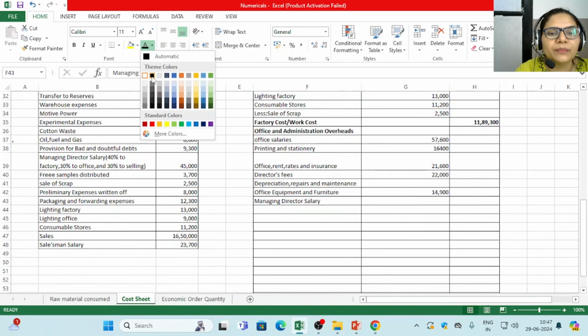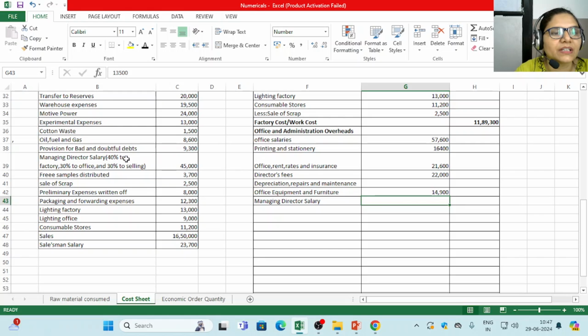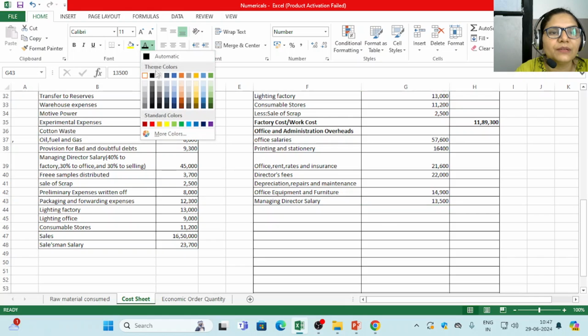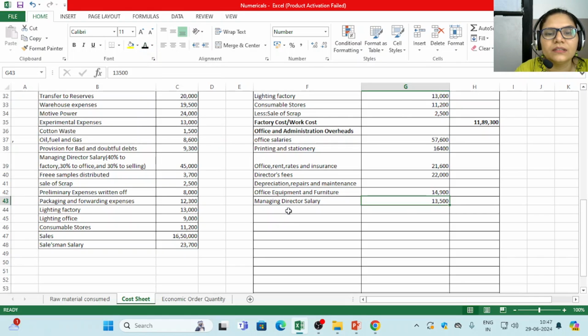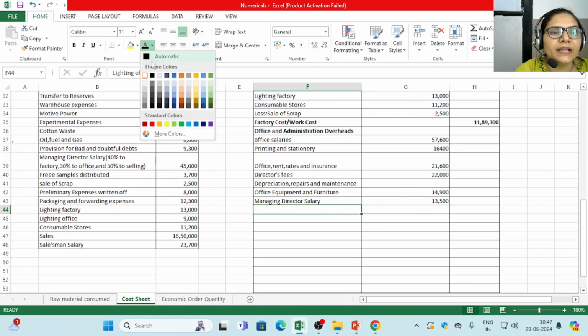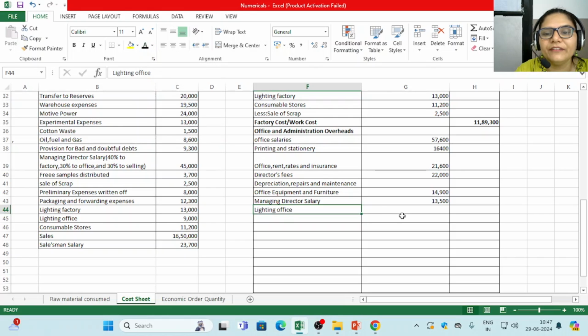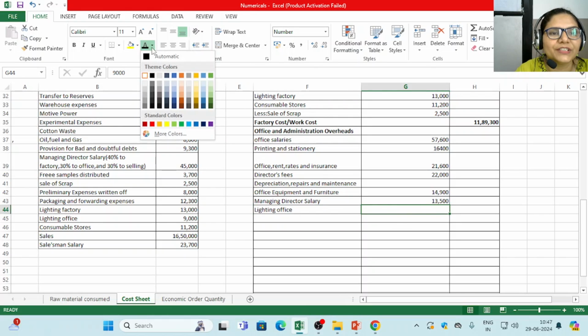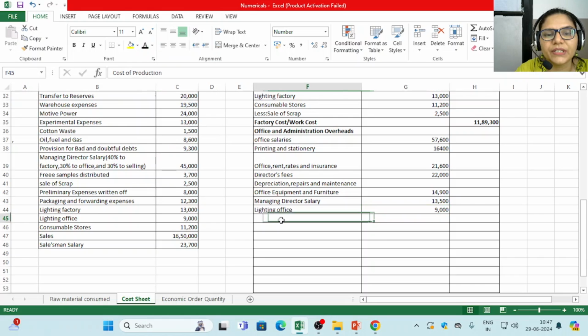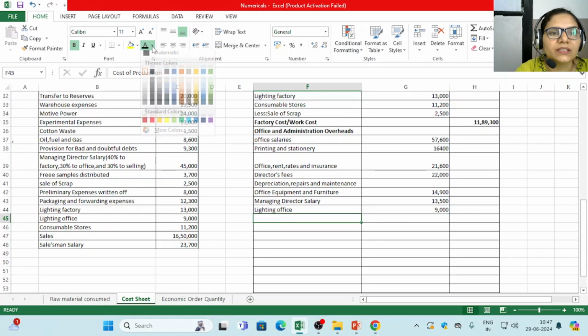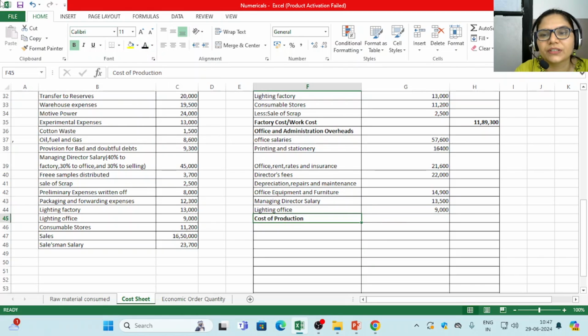Next is managing director salary. As we have discussed, 30% goes to office. So 30% of 45,000, that is 13,500, will be included in office overheads. Next is lighting, which is related to the office. It is specifically mentioned in the question, so we will include it in office overheads. Next is cost of production. After addition of all these components, we will finally arrive at cost of production.